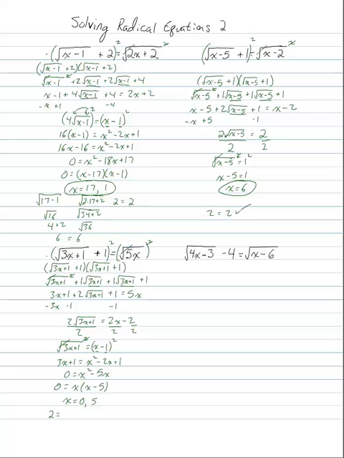Square root of 0 is just 0. 2 does not equal 0, so 0 is not an answer. Let's try the 5. I'm going to get 3 times 5 is 15, plus 1 is 16. Square root of 16 is 4, plus 1 is 5. Okay, if I go on the right side, I'll get 5 times 5 is 25.